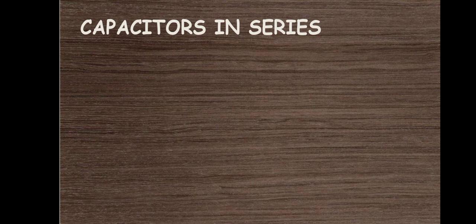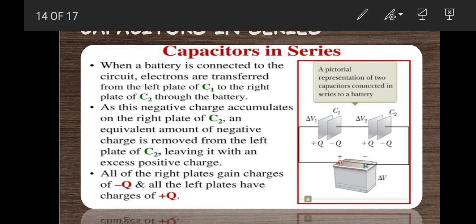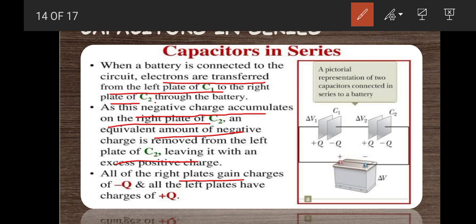Now let's discuss capacitors in series. How are capacitors joined in series? Here are the capacitors in series. When a battery is connected to the circuit, electrons are transferred from the left plate of C1 to the right plate of C2 through the battery. As this negative charge accumulates on the right plate of C2, an equivalent amount of negative charge is removed from the left plate of C2, leaving it with an excess positive charge. All of the right plates have charges of minus Q. All the left plates have charges of plus Q.